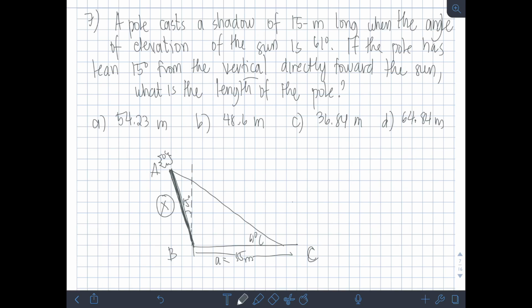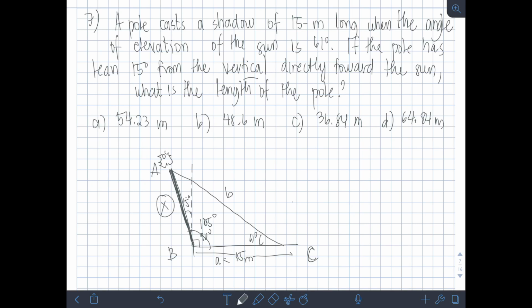Tapos itong angle B, yung opposite sa kanya, itong side B. So, solve natin yung mga angle. So, pwede natin masolve yung angle B, right? Diba ito ay 90 degree? So, meron tayong 15 plus 90 is equal to 105 degree.